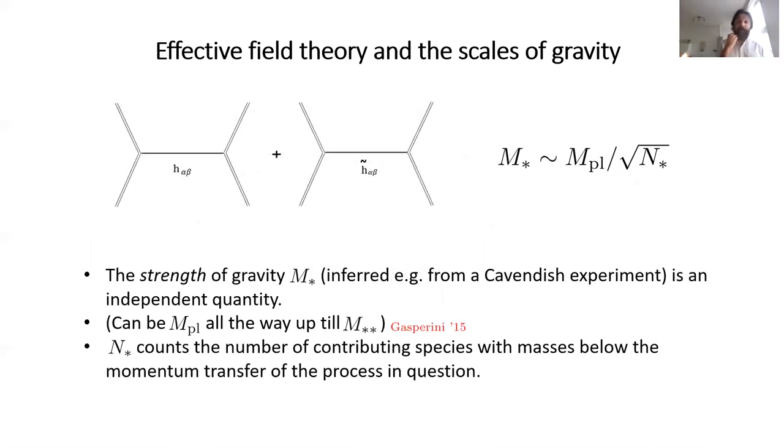It actually counts the number of virtual degrees of freedom that exist in your theory. There's another scale, which is the strength of gravity, which is a different scale, M star. In fact, M star can range from M Planck all the way up to M star star. It's getting a bit hairy, but it's essentially just counting the number of species that can mediate a momentum transfer at tree level of the process in question.